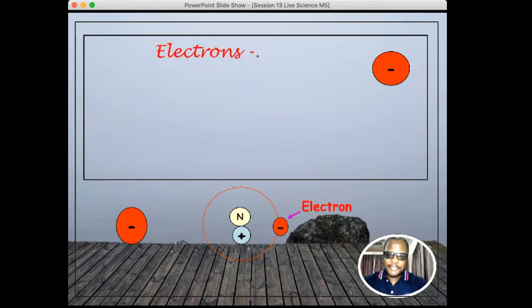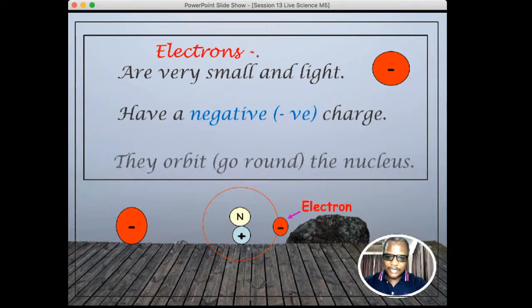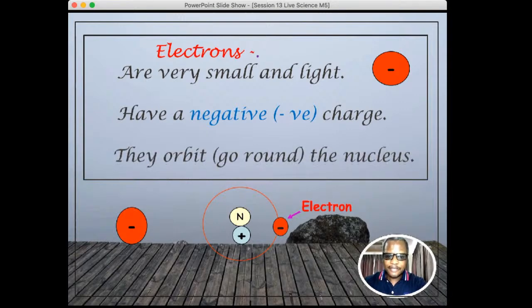Electrons are small and very light. They have a negative charge, and they orbit, they go round the nucleus. So as you can see in that diagram, the proton and the neutron are the center. The electron is the one that is surrounding the inner center.